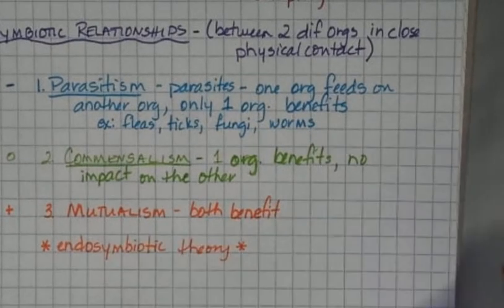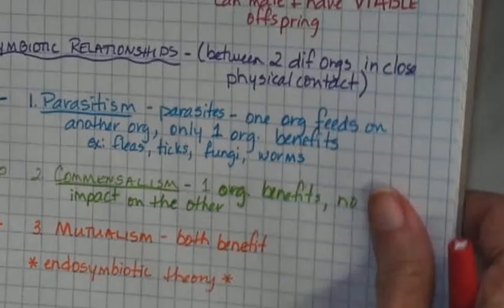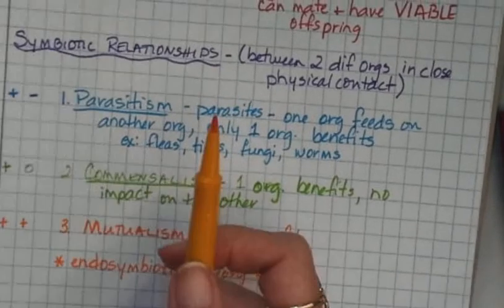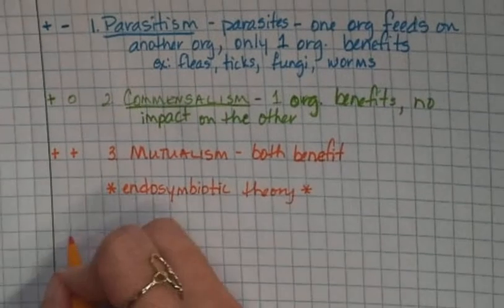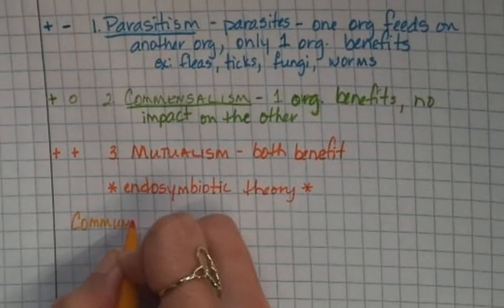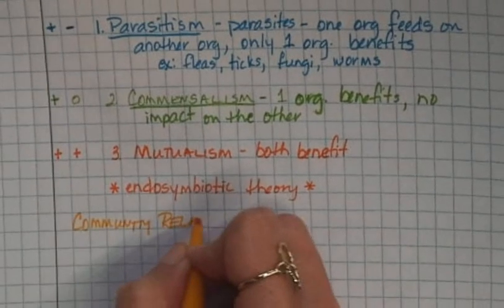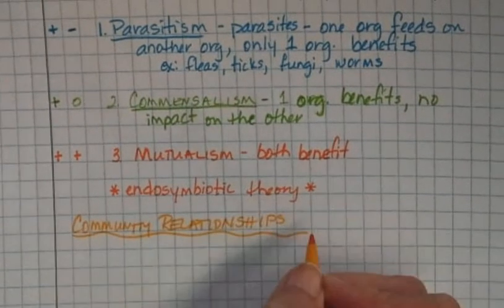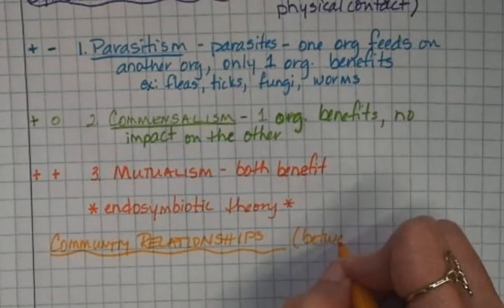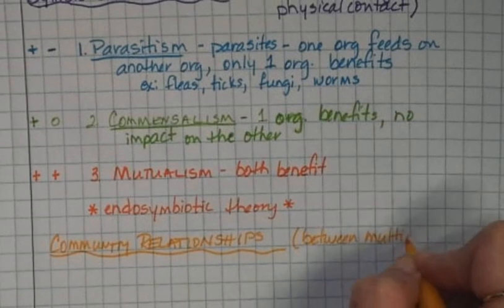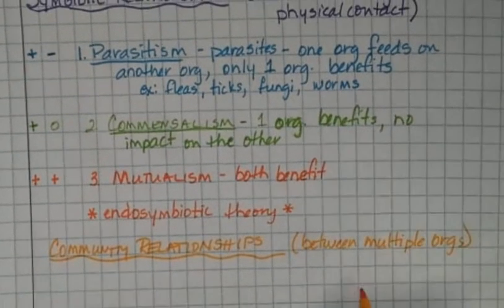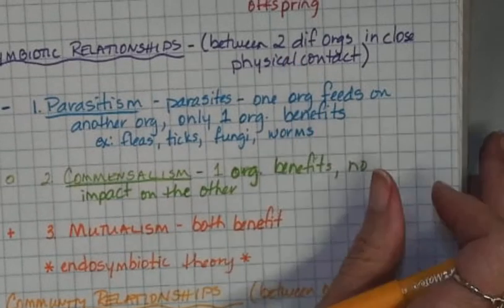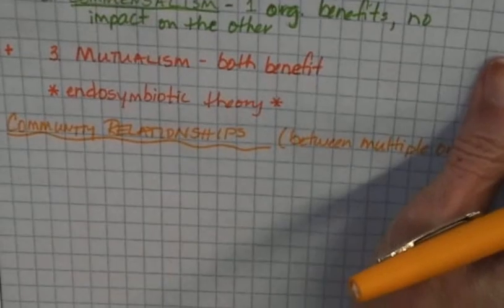The next part we're going to talk about, and let's see if this yellow shows up here. So we have symbiotic relationships. Now we're going to talk about community relationships. Community relationships are between multiple organisms. If I compare these up here, it's between just two different organisms living in close contact with each other, just two. Here, we've got these relationships between multiple organisms.